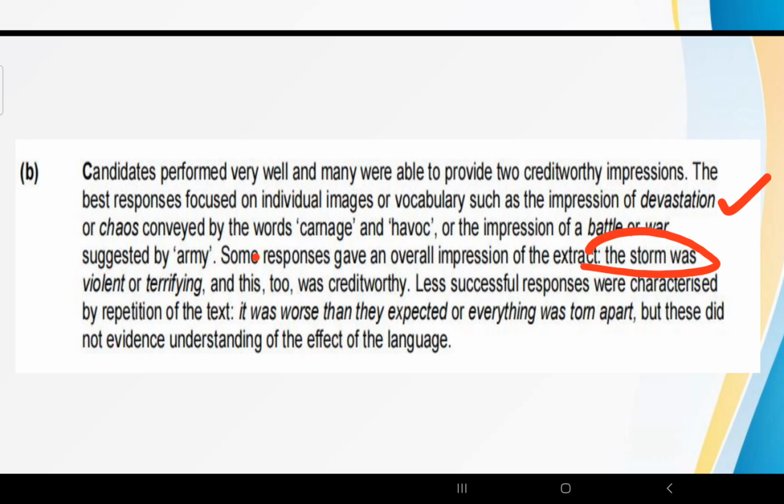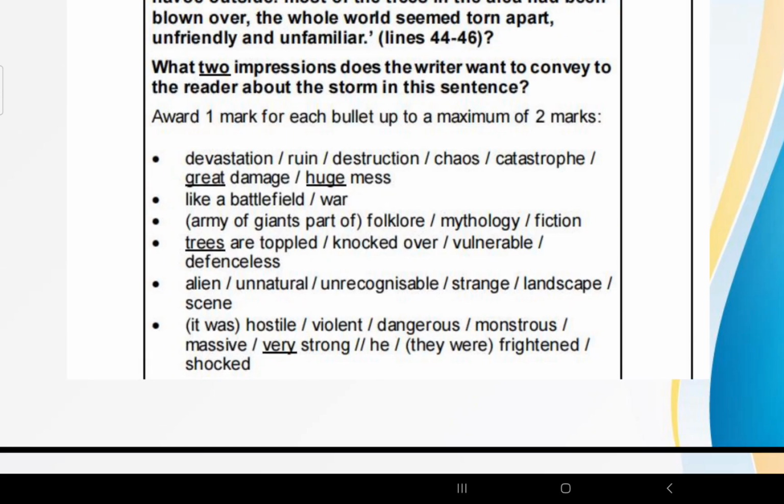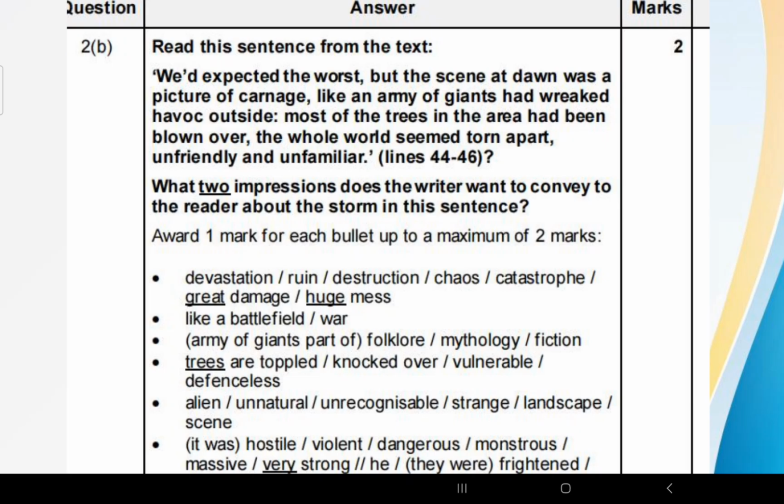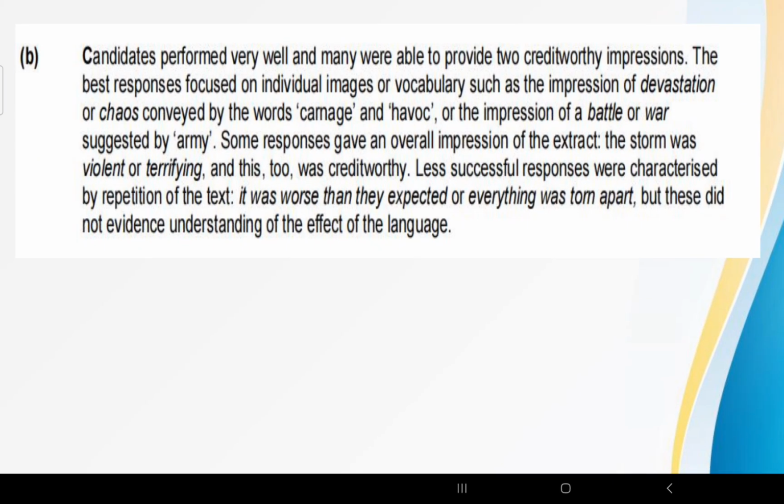Less successful responses were characterized by repetition of the text. And my dear kids, never repeat the words of the text in your answer. In this use of language task, do not repeat these words in your answer. Remember this. If you do, you are not going to get marks for that. Simply go for explanation. So the storm was violent or terrifying, less successful responses just repeat: it was worse than they expected, or everything was torn apart. But these did not evidence understanding of the effect of the language.